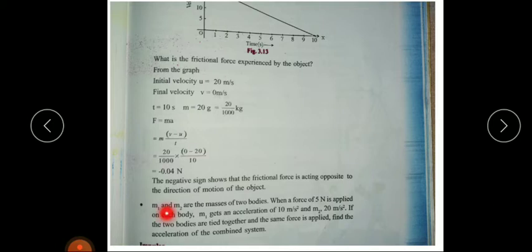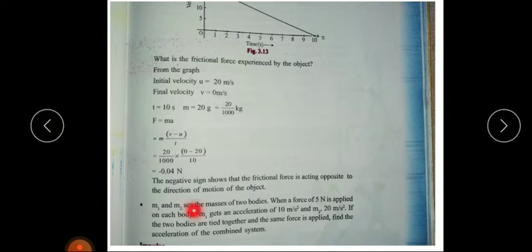Next question. M1 and M2 are the masses of two bodies. When a force of 5 Newton is applied on each body, M1 gets an acceleration of 10 meter per second square and M2 20 meter per second square. If the two bodies are tied together and the same force is applied, find the acceleration of the combined system.